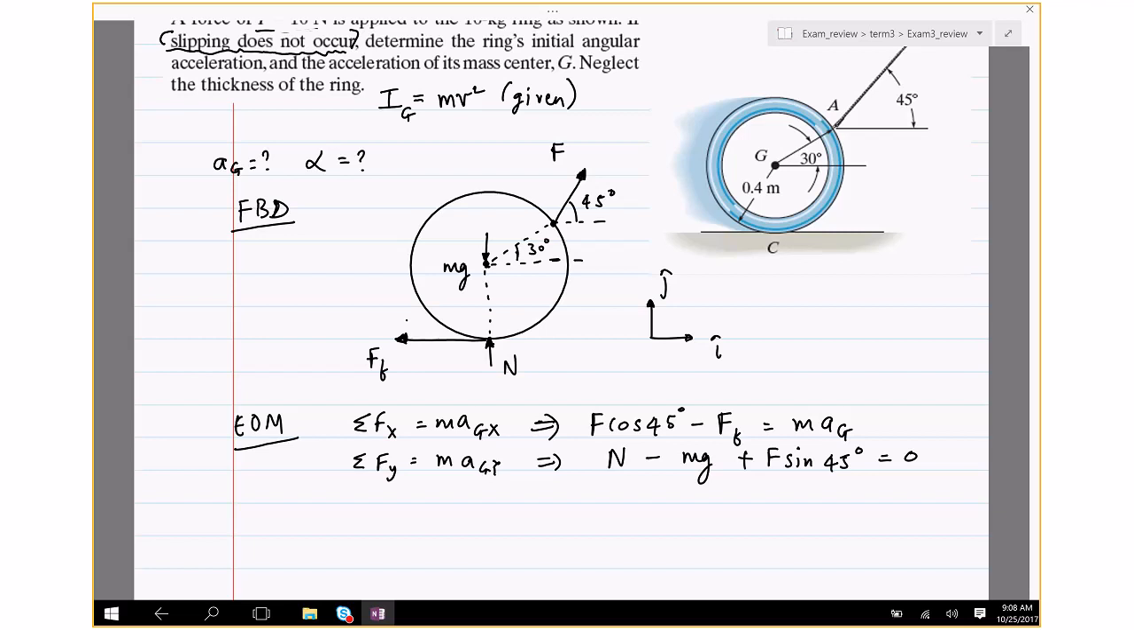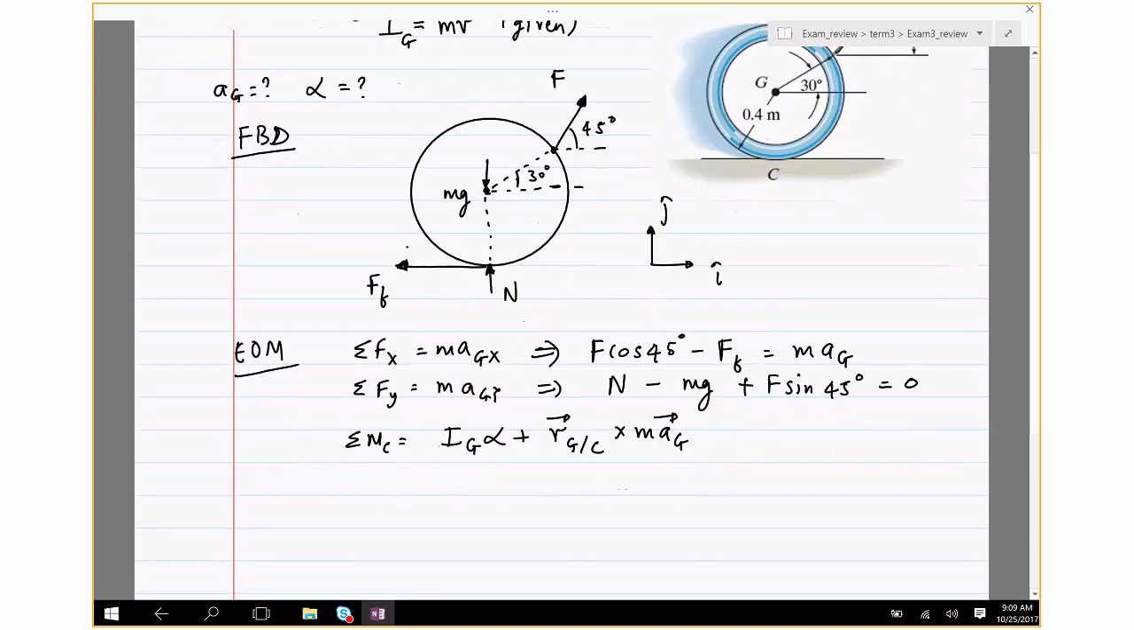So apply the moment about C equals mass times acceleration of G. I'm forgetting this. This is I. Is it I_G alpha plus r_G with respect to C crossed with m a_G, I think? Right? Is that the formula? What is the formula?